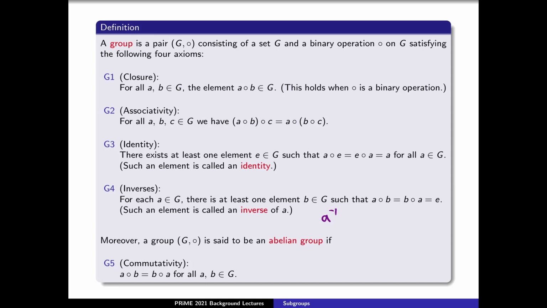And finally, we say that a group is an abelian group if we have commutativity. That is, a ∘ b is the same as b ∘ a for every single a, b in G.